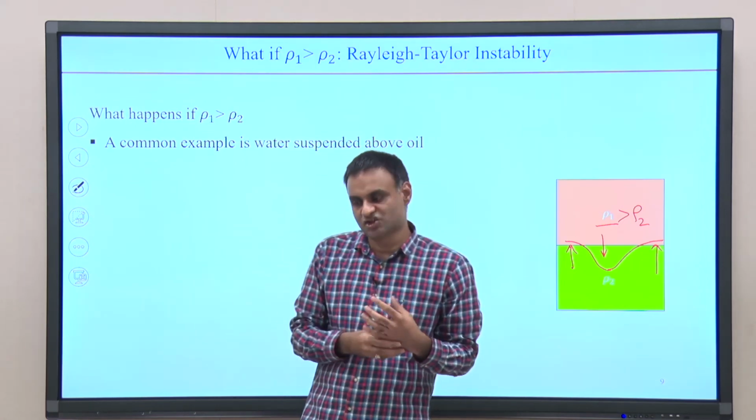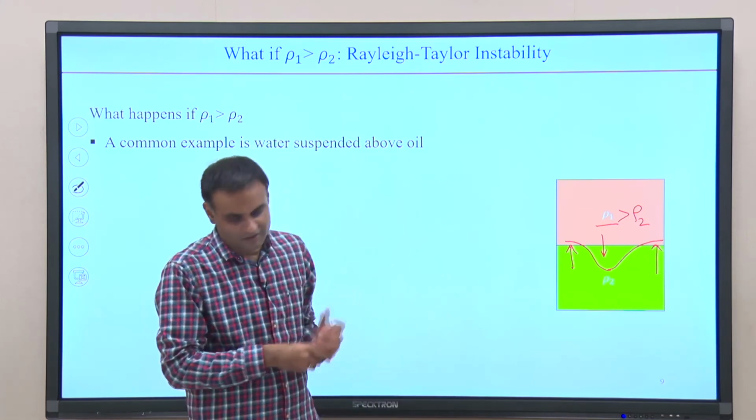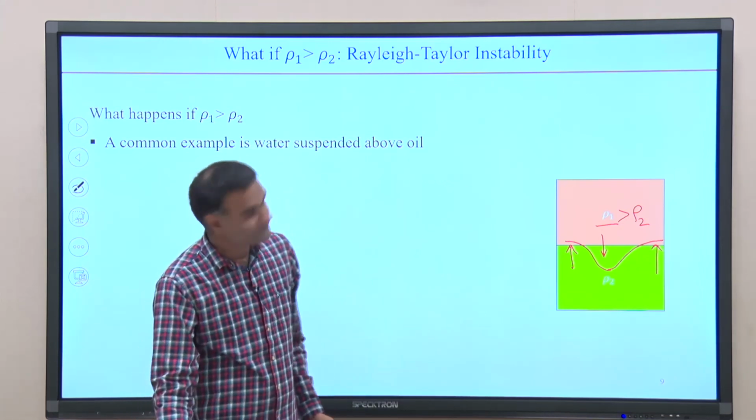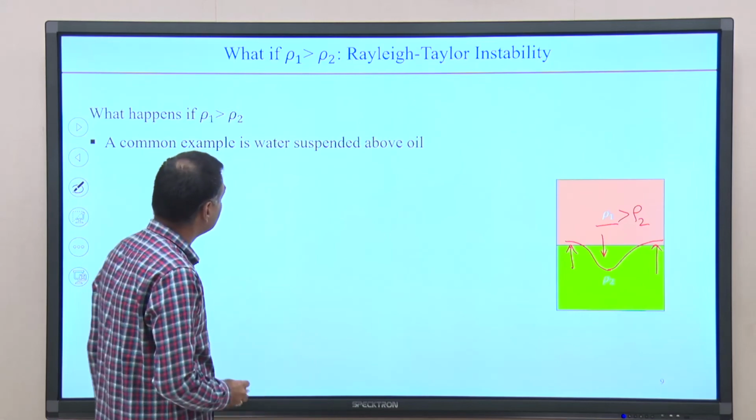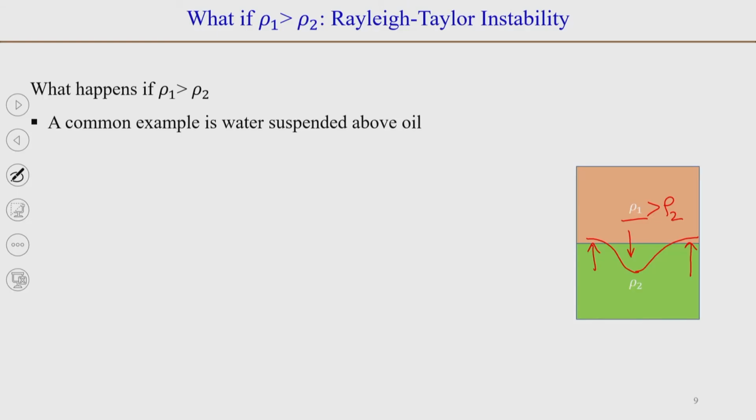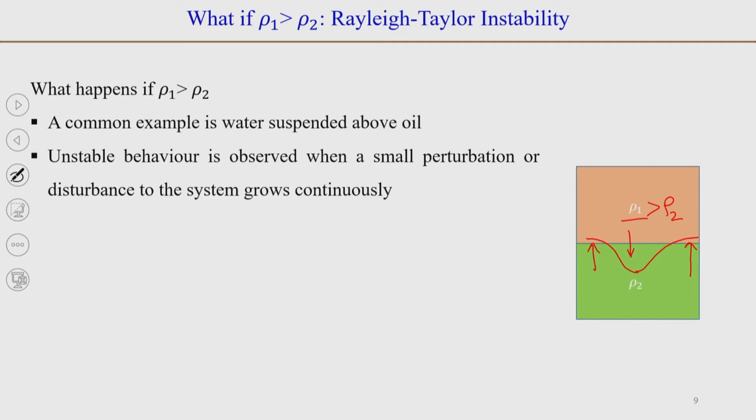And this phenomenon is known as Rayleigh-Taylor instability. Instability is a common name: if you disturb a system in equilibrium, or give a small perturbation to the system, and this perturbation grows continuously with time, then the system becomes unstable.